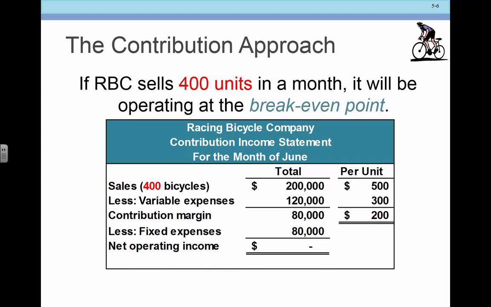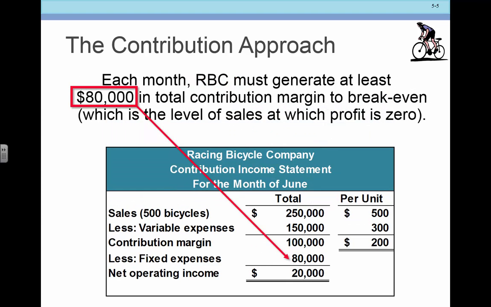Okay, let's back up here. Each month, they've got to cover 80 grand in fixed costs, and each bike gives them $200 of contribution margin. Can you do this in your head and tell me how many bikes they have to sell to break even? 400.